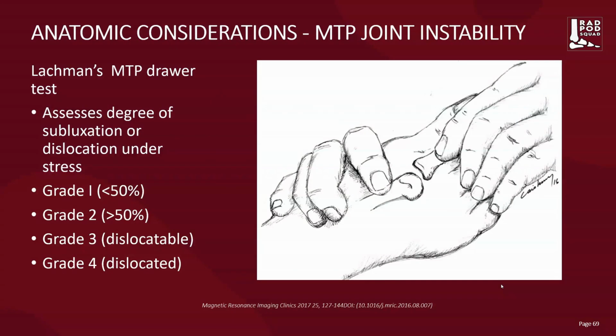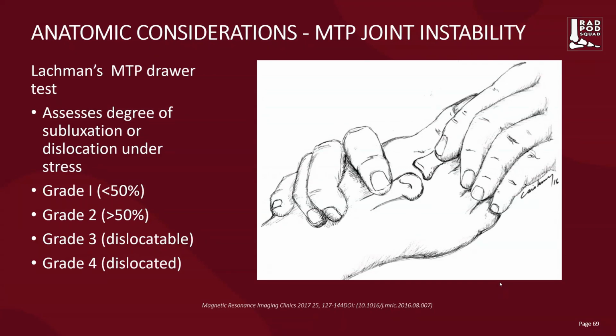Anatomic considerations when we're looking at MTP joint instability, it's good to understand Lachman's MTP drawer test, and that will be helpful to assess the degree of subluxation or dislocation under stress. So in grade 1, the joint is less than 50% dissociable. Grade 2, greater than 50%.